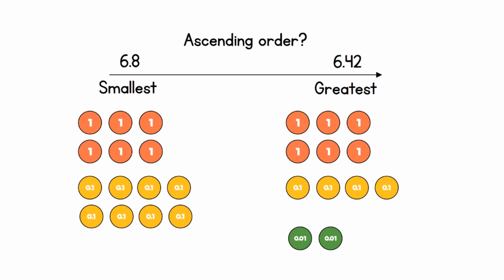Let's take a look through our answers. 6.8 and 6.42. Now we have to figure out what each number represents. So the first one we have 6 over here, 6 ones and 6 ones. So now we have to move to the next number, which is in the tenths column. So 6.8. So what would that be? It would be 8 tenths.